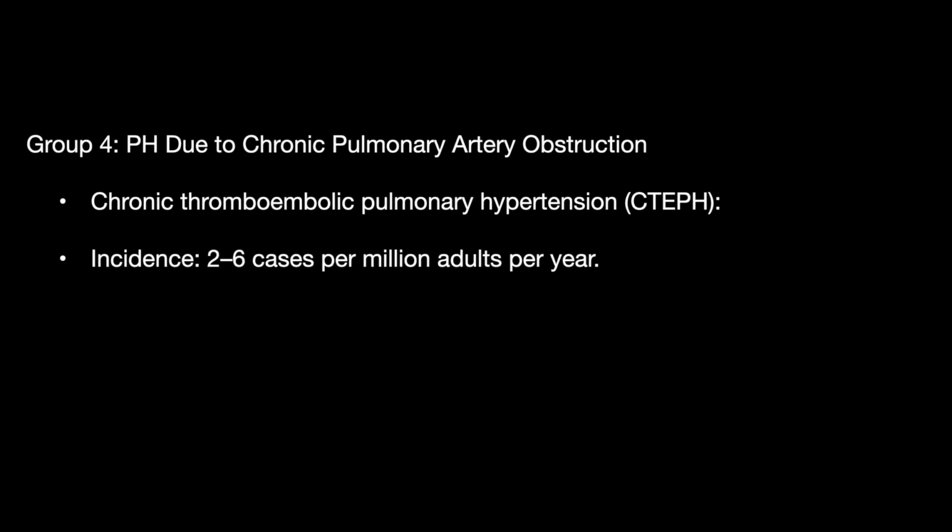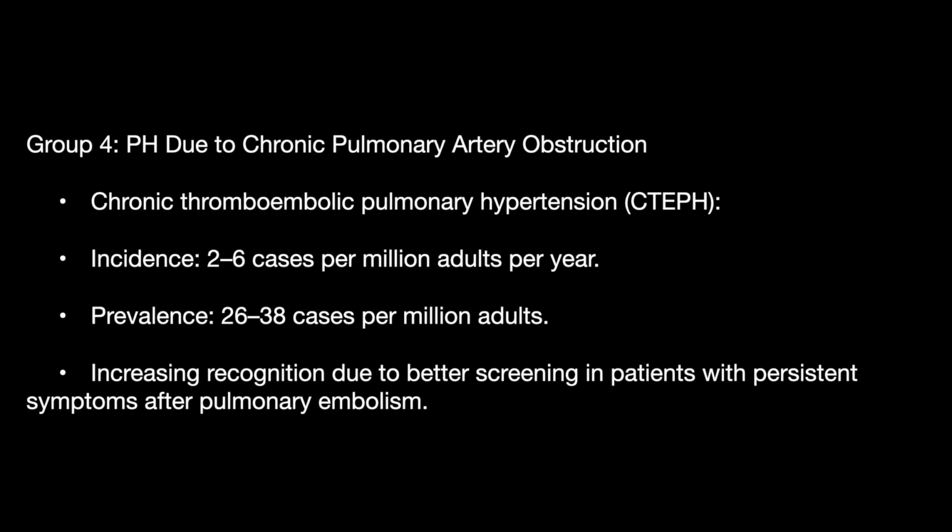Next is chronic pulmonary artery occlusion. The thing that we are looking for is the thromboembolic phenomenon, that is chronic. The incidence is 2 to 6 cases per million adults per year. The prevalence is 26 to 38 cases per million. It is increasingly recognized due to better screening of patients with persistent symptoms after pulmonary embolism.